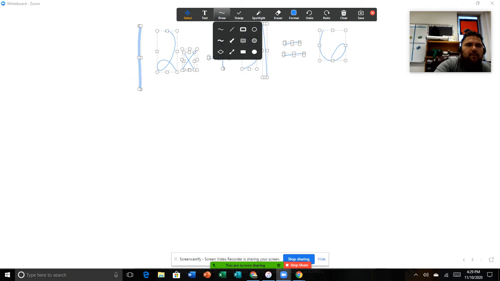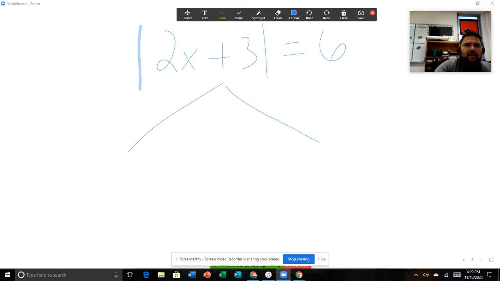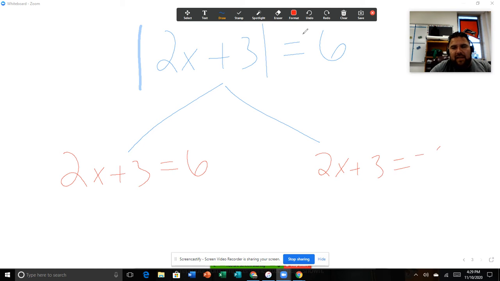Okay, so when I do this, you break this down into two equations. Now, what's inside of the absolute value stays exactly the same. Okay, so one equation is going to be 2x plus 3 equals 6. And the other equation is going to be 2x plus 3 equals negative 6. You're negating both of them.